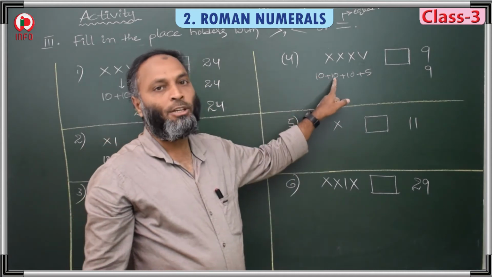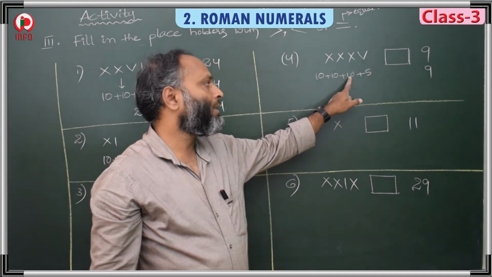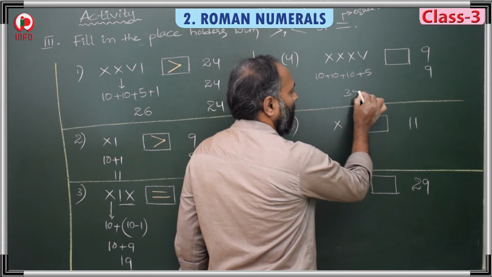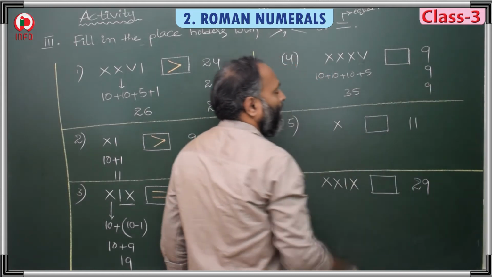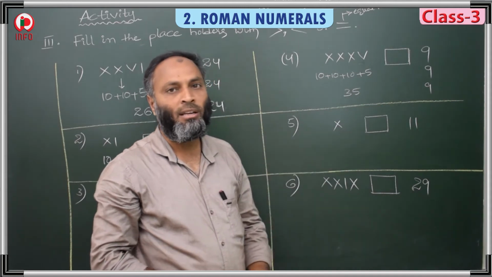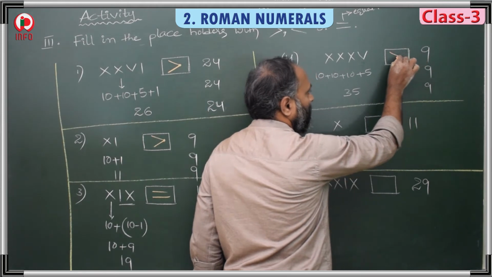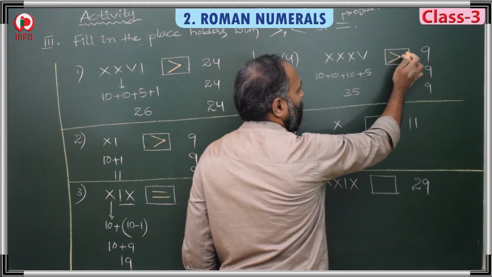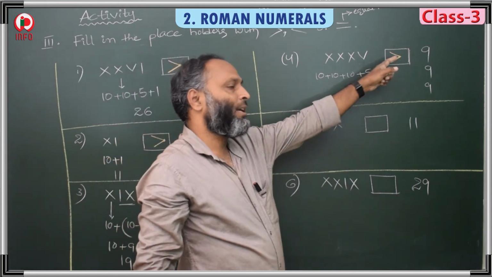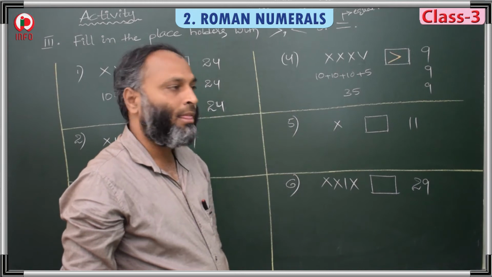10 plus 10, 20. 20 plus 10, 30. 30 plus 5, 35. So 35 and 9. It means this 35 value is bigger than that 9. Bigger than means the greater than symbol will come. Here the intersection portion shows the less value, so we keep it like this. So it is the greater than symbol. 35 is greater than 9.